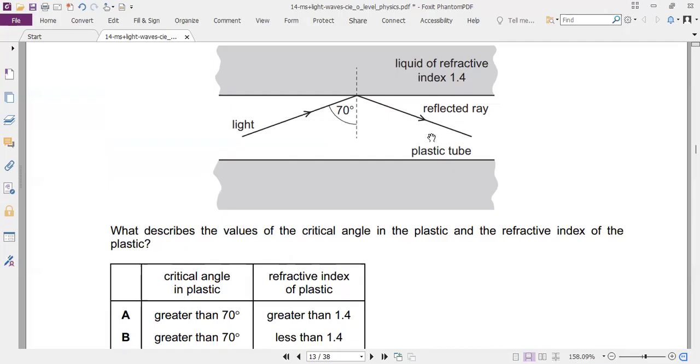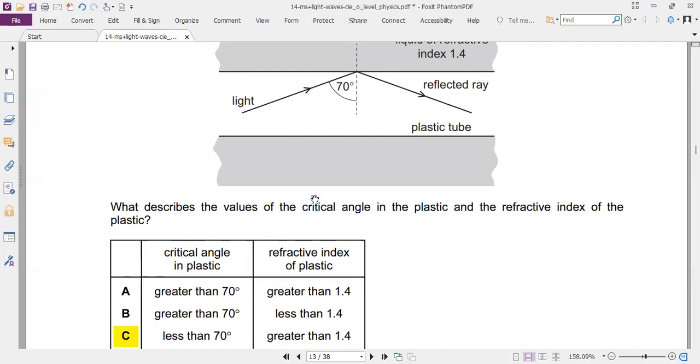The refractive index of the plastic, this plastic, and the critical angle. So the critical angle must be less than 70, allowing light to TIR, and the refractive index, if this is 1.4, this has to be greater than 1.4 so that the second condition is met. Remember, TIR means in a denser to less dense medium.